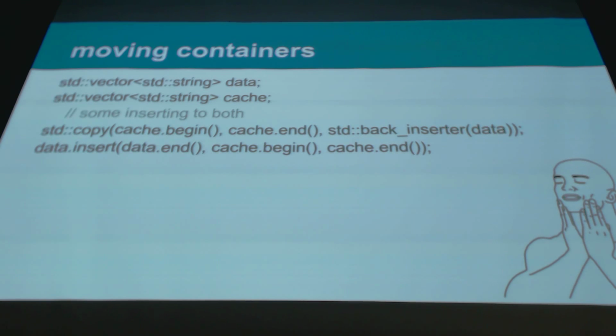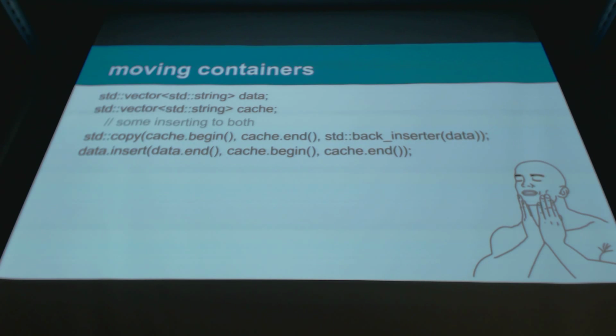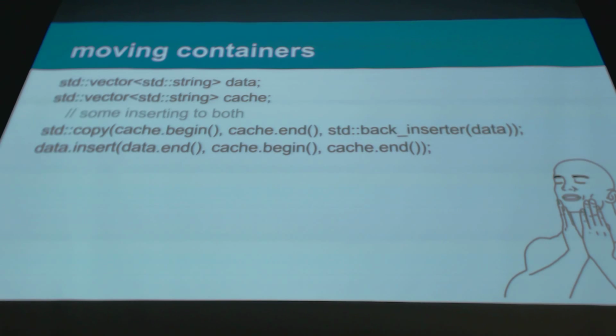But it is much better to do things like this, because we can use a member function called insert, which takes first the position where we want to put the things, and two other iterators that are the range that we want to copy. The difference is that copy will just iterate over the container and call push_back each time. So it will reallocate each time we don't have enough space.